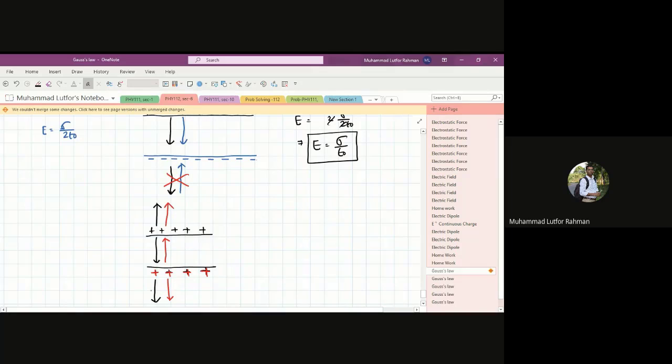Then these two are basically in opposite directions, so they will cancel out over here. You'll find the electric field only outside, and the magnitude will be the same, right? So you will find the electric field only outside of this parallel capacitor if both plates are positive or negative. That's why we use one plate positive and one plate negative in the case of a parallel plate capacitor.